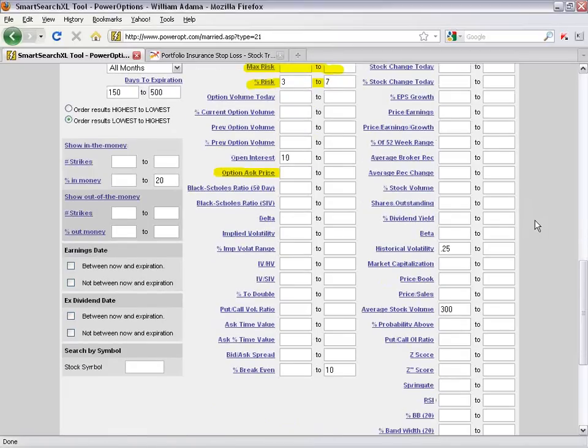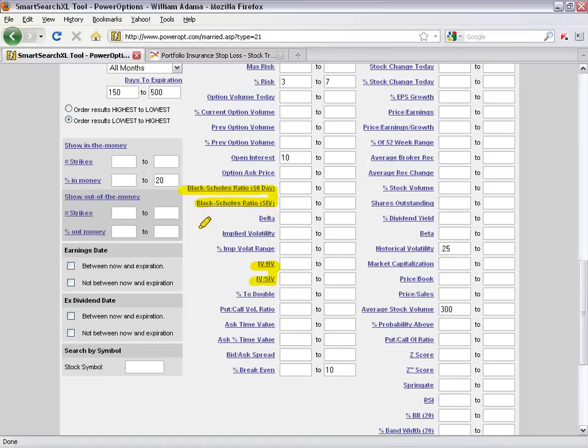Okay. The next 4 criteria I'm going to highlight will help you identify overvalued and undervalued options. These are the Black-Scholes ratio 50-day and SIV, and the IV over HV and the IV over SIV. I'm going to review these very quickly. I do not personally use these, and I'm going to explain why when I also talk about delta and implied volatility.